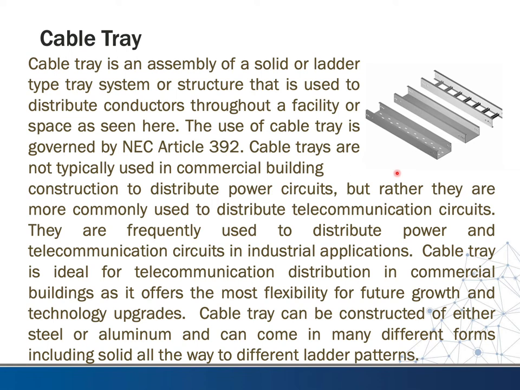Cable tray is ideal for telecommunication distribution in commercial buildings as it offers the most flexibility for future growth and technology upgrades. As we all know, technology keeps advancing and improving at a really fast pace, so you want to have the flexibility to be able to change that out as it changes. Cable tray can be constructed of either steel or aluminum and can be in many different forms, including solid, all the way to different ladder patterns.